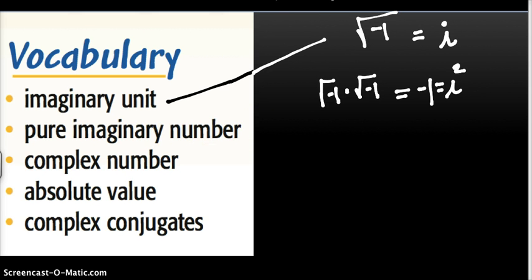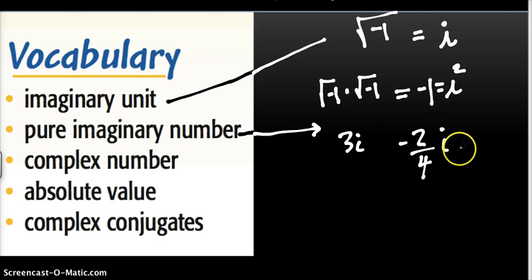Pure imaginary numbers, and we kind of alluded to that earlier on. Pure imaginary numbers are numbers for us that just have an i in them. So if I had like 3i, that's a pure imaginary number. -2/4 i, or maybe 2/3 would have been better because that's reducible, is just a pure imaginary number. It's a regular number times i. A number that we're used to times i is a pure imaginary number.